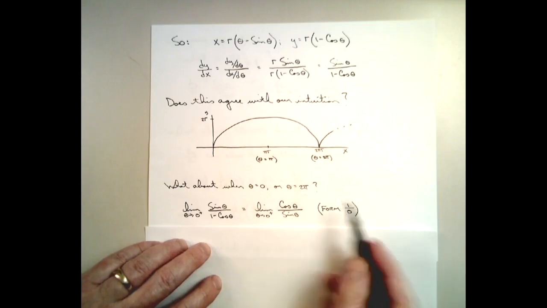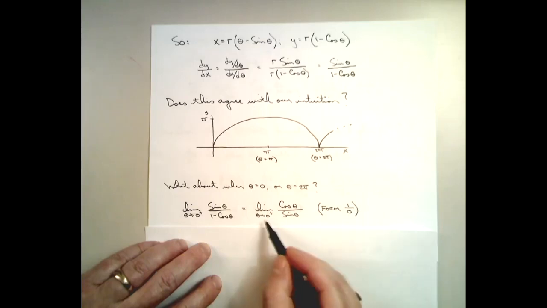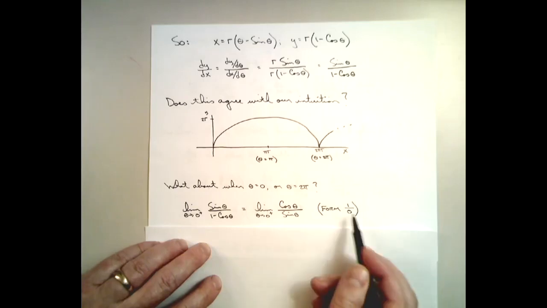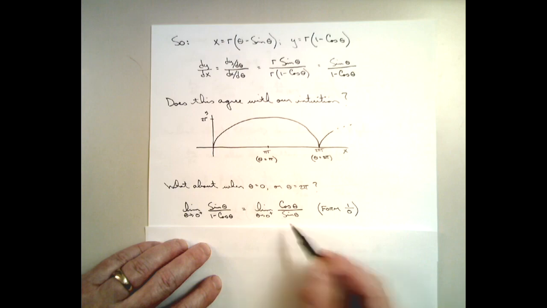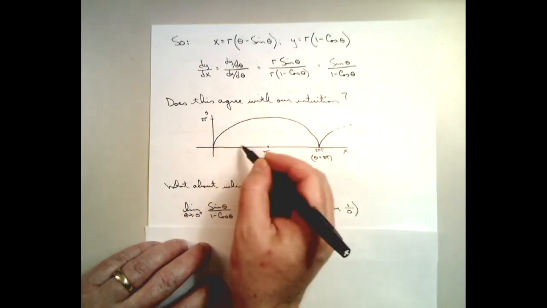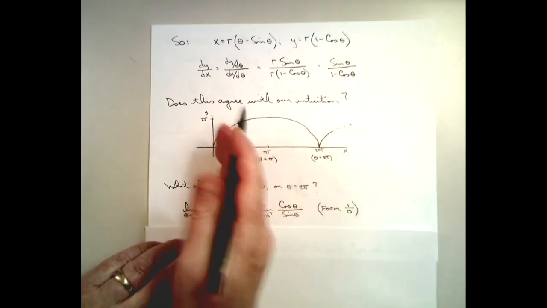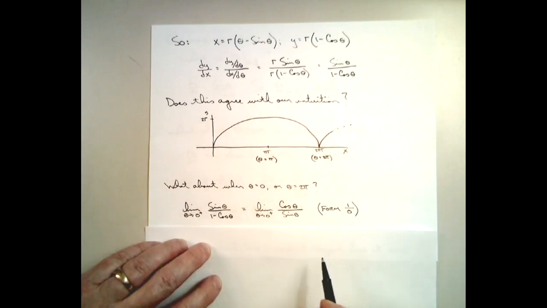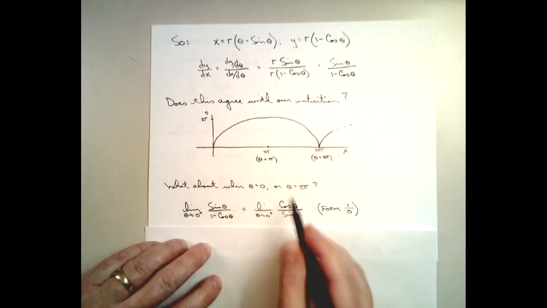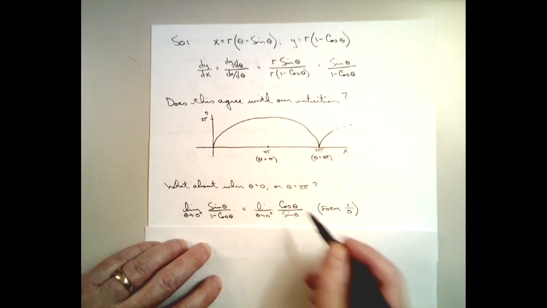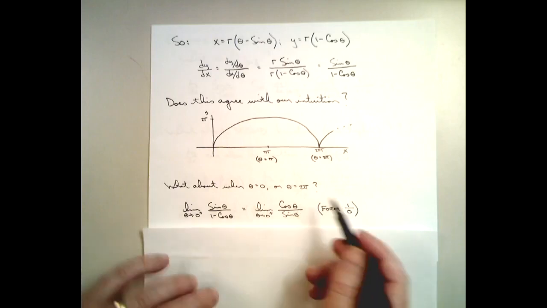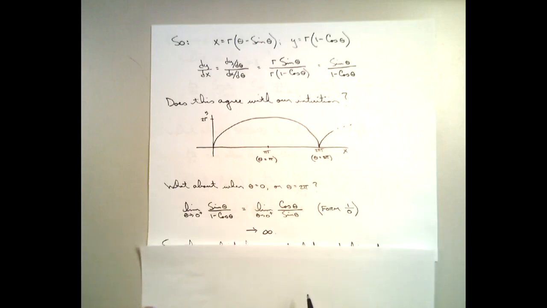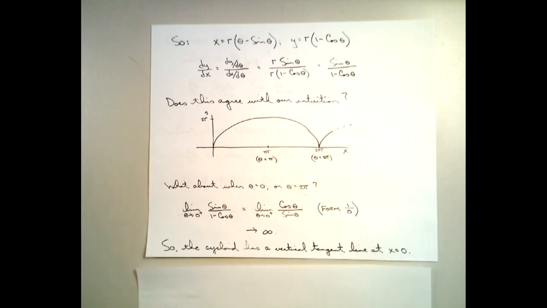Because my numerator is certainly positive whenever theta is near 0. My denominator is also positive, right? Again, because I'm working on this side, so sine of numbers in the first quadrant are positive. So this is either approaching positive or negative infinity. It must be positive infinity that it's approaching. And so what we have is that the cycloid has a vertical tangent line here at x equals 0.